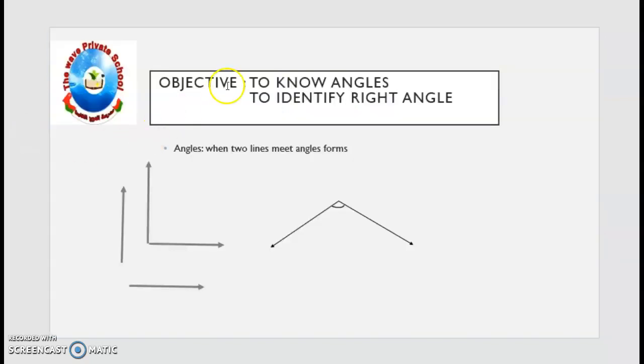For this chapter I have two objectives. First one's to know angles and second one's to identify right angles. To know angles means that after this video you are able to detect angles around you. And to identify right angles means that after this video you are able to detect right angles in your daily life. A right angle is a type of angle, but I will tell you this later on. First, let's focus on the first objective, that is to know angles.